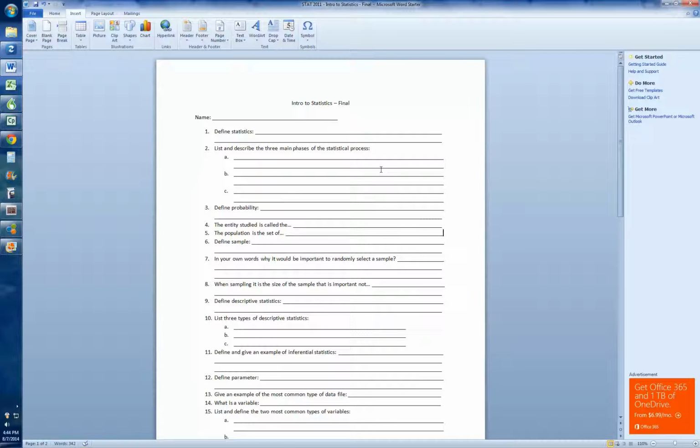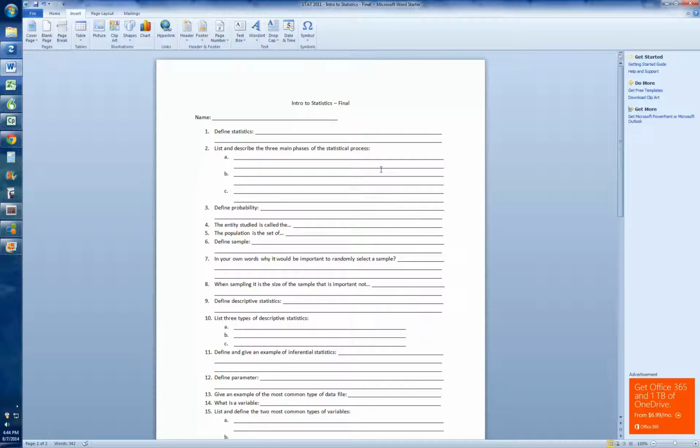Number eight, when sampling, it is the size of the sample that is important, not its relation in size to the overall population. Right? So basically, what that means is a 1,000 sample size of a 10 million person country is about as accurate as a 1,000 sample size from a billion person country, right? So it is the size of the sample that is important, not its relation in size to the overall population, right?